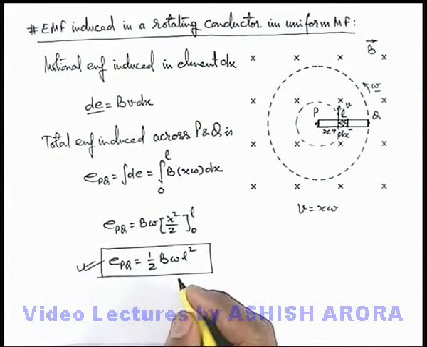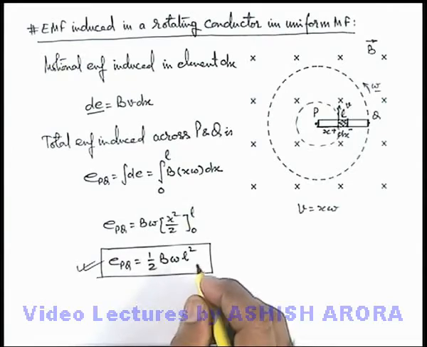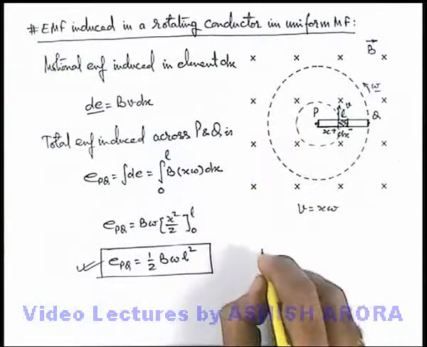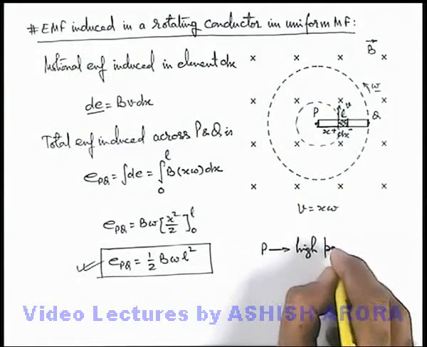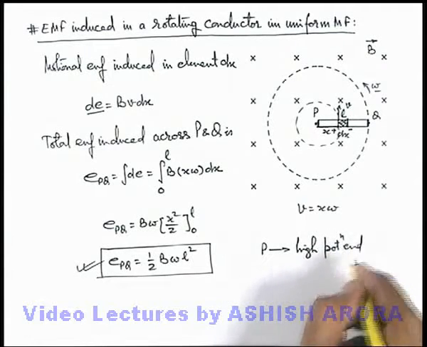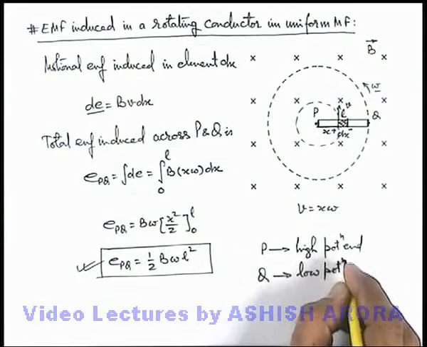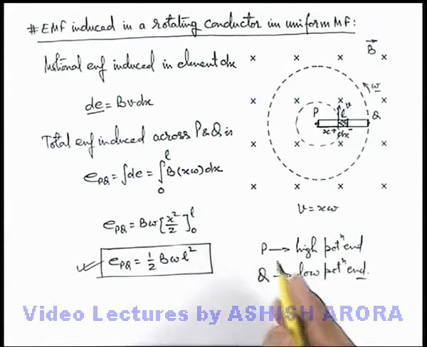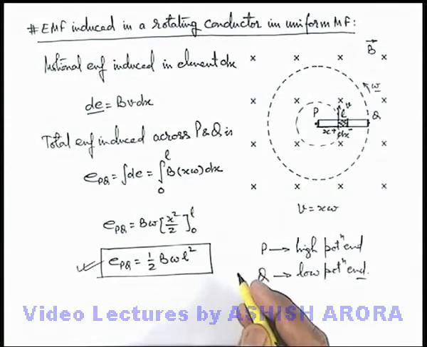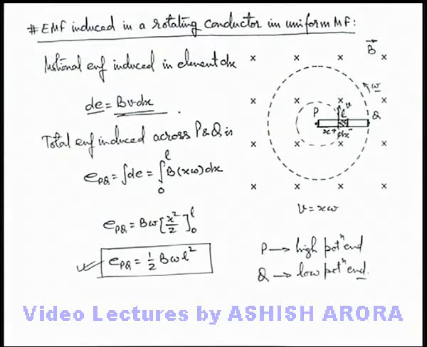So here the induced EMF across PQ is given as half B omega L squared, which itself is a very important result, and in many cases this can also be used directly. And here by the right hand palm rule we can directly say that point P will be the high potential end, and point Q in this situation will be the low potential end. Now on the next sheet I'll continue, and calculate the same expression by using Faraday's law without using the direct result of motional EMF.